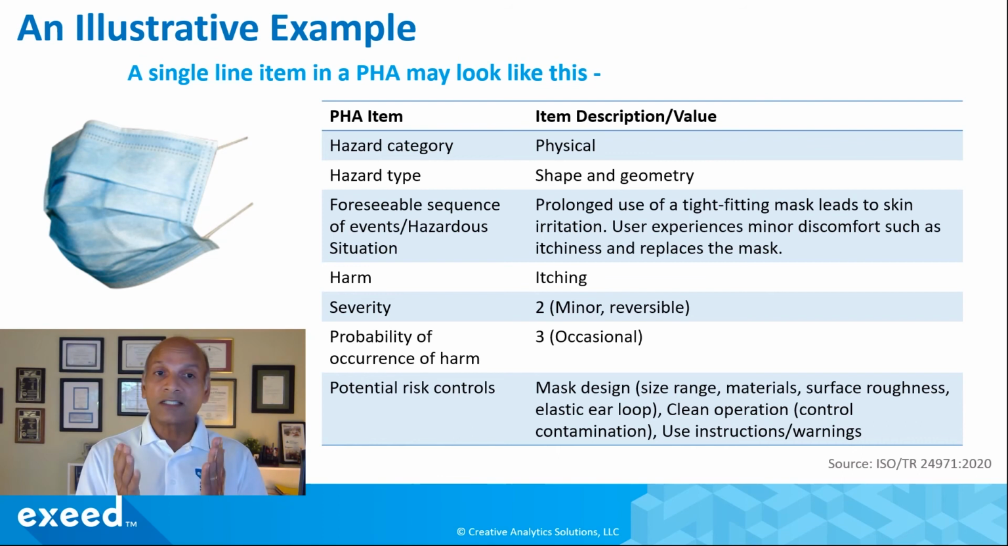Now, this is only one simple example. You may have hundreds of line items in our PHA based on the complexity and the risk of the device that you are thinking about. Okay, so we went through a lot. Risk analysis is quite complicated. It involves 4 key steps: identification of intended use, foreseeable misuse, thinking about characteristics related to safety, hazardous situations and harms, and estimation of the risk. In particular, we focused on the PHA, which looks at hazards and hazardous situations. And we gave one simple example of a mask.